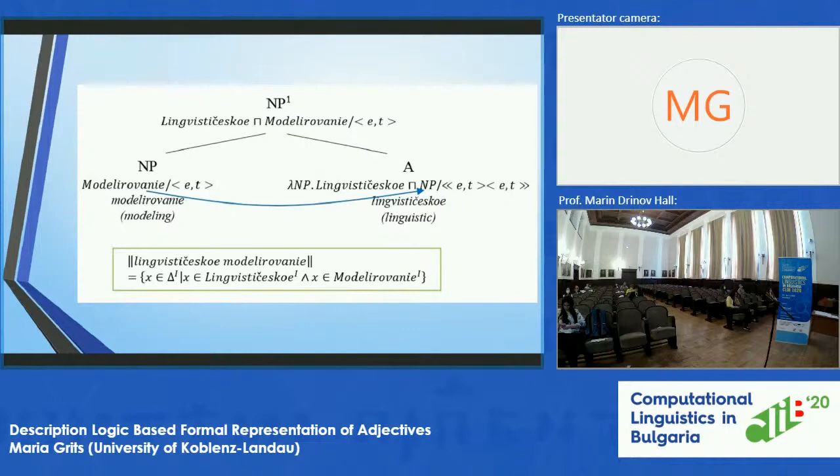The first rule, designed for formal representation of intersective adjectives in an attributive function, is applied successfully. Here, as you can see, an adjective translated as linguistic introduces a function that returns an intersection of 2 atomic concepts.